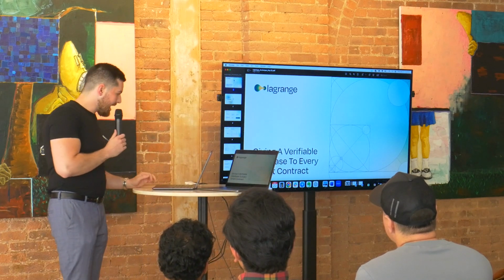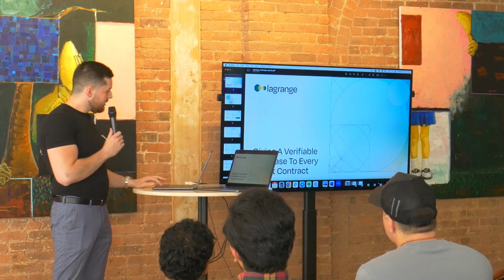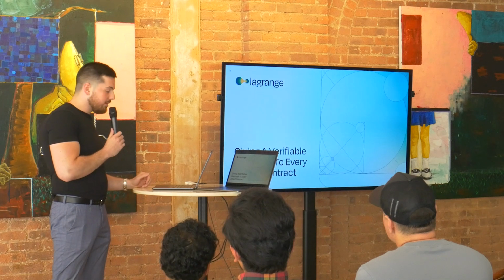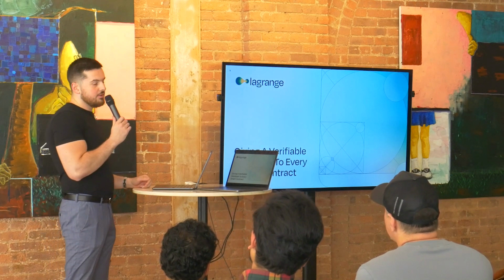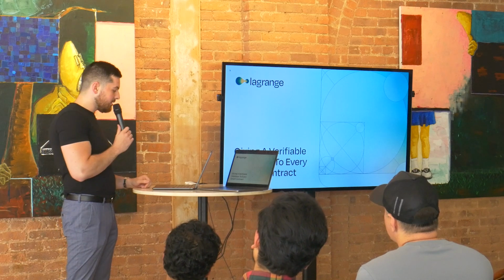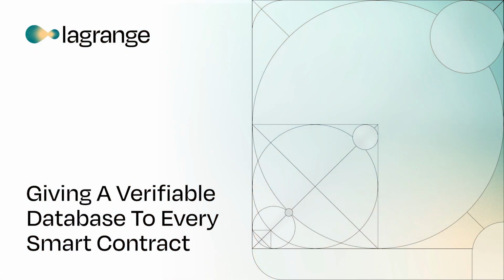And so how does our infrastructure work? What is a ZK coprocessor, and what makes our approach to zero knowledge interesting? Well, we'll walk through all of those today in some detail. So the title of this talk is Giving a Verifiable Database to Every Smart Contract.